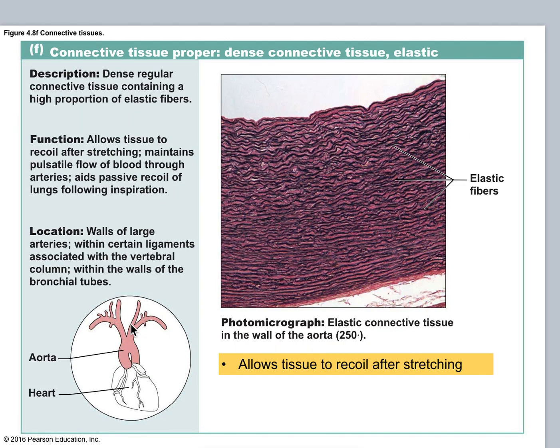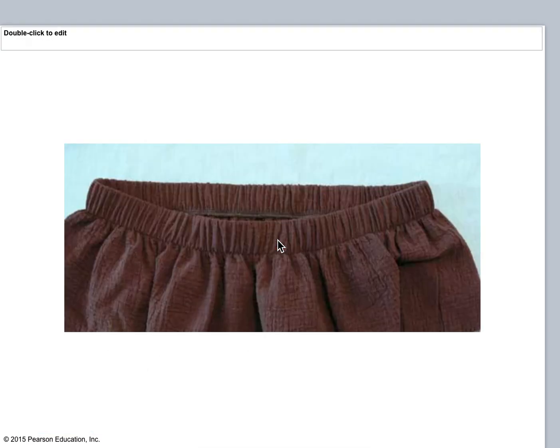And the final dense connective tissue is elastic tissue. Its main claim to fame is its ability to recoil after stretching. And it's full of elastic fibers, and to me that reminded me of an elastic waistband. I put that there just for comparison's sake, just to help you remember to think of elastic and stretchability when you see the elastic fibers.